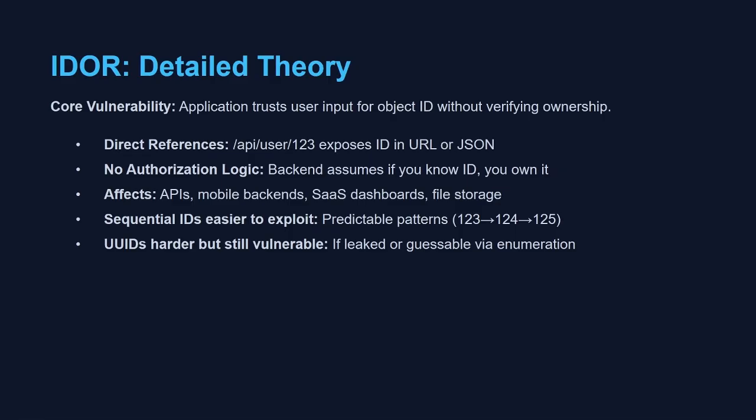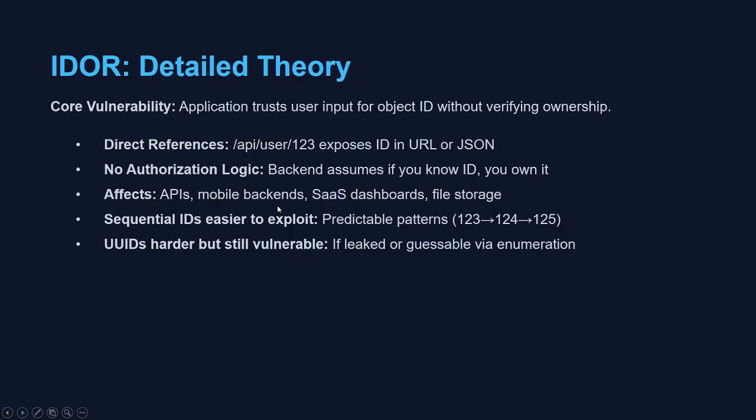IDOR: the application trusts user input for an object ID without verifying ownership. Direct references, like API user 123. This is a direct reference, right? It exposes the ID in the URL. You see this one. Now, if I change this, I can have access to another user. No authorization logic. The backend assumes if you know the ID, you own it. See this one? It doesn't check. No authorization check. It affects APIs and mobile backends.